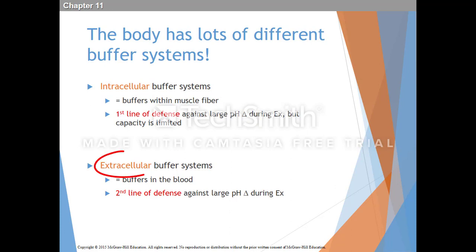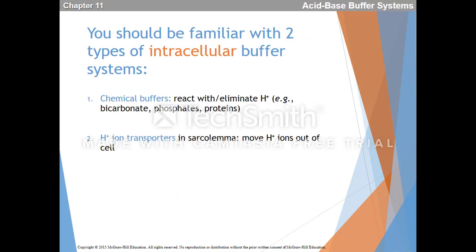Luckily, we also have extracellular buffer systems that are able to pick up where the intracellular buffer systems leave off, or where they can't keep up anymore. These extracellular buffer systems are buffer systems that are located within the blood, and we call them our second line of defense against pH changes during exercise. On the next couple slides, I'm going to talk about a few examples of intracellular buffer systems and extracellular buffer systems. So here we have our intracellular buffer systems.